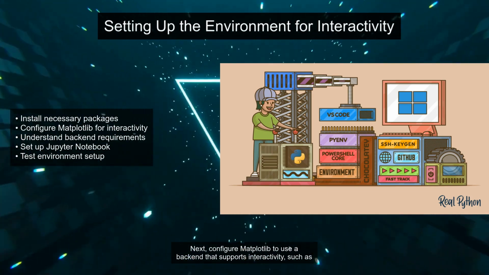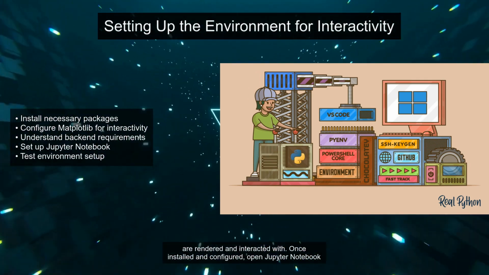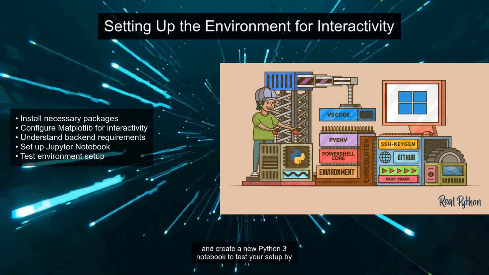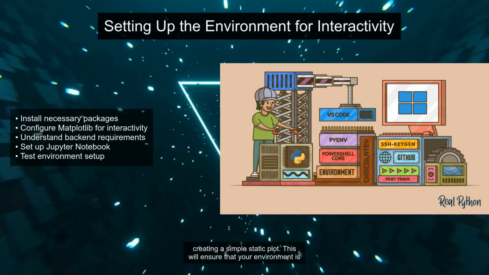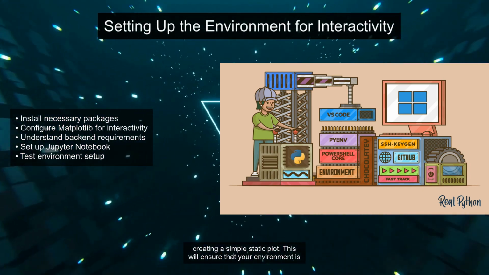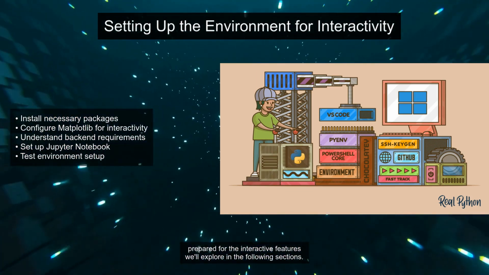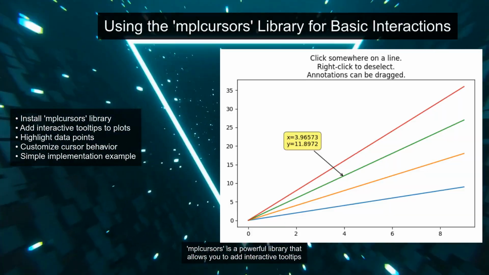Next, configure Matplotlib to use a backend that supports interactivity, such as TkAgg or nbAgg. This step is crucial because it determines how plots are rendered and interacted with. Once installed and configured, open Jupyter Notebook and create a new Python 3 notebook to test your setup by creating a simple static plot. This will ensure that your environment is prepared for the interactive features we'll explore in the following sections.